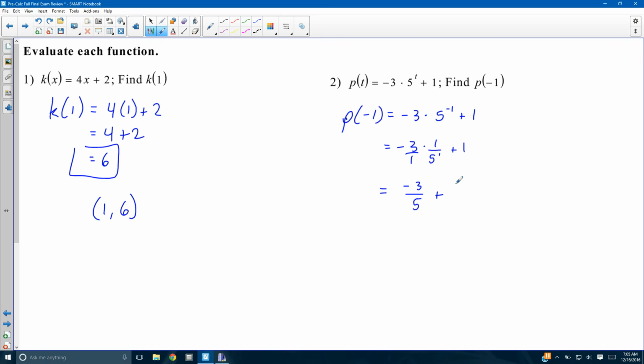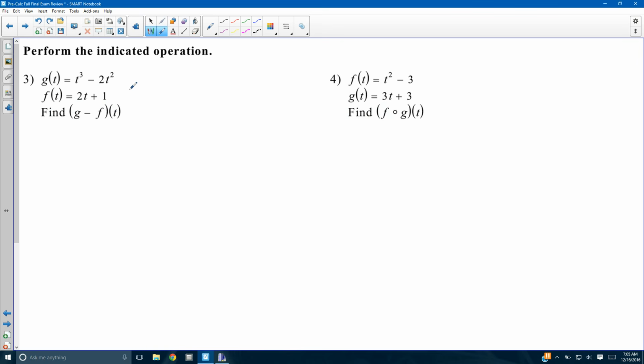1 can be rewritten as 5/5. Keep the denominator, add the numerators. Negative 3 plus 5 is positive 2. So you get positive 2/5 or 0.4. Let me confirm these answers are correct. All right, looks good so far.